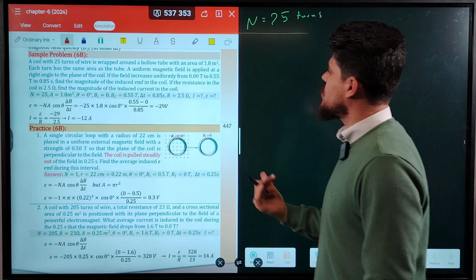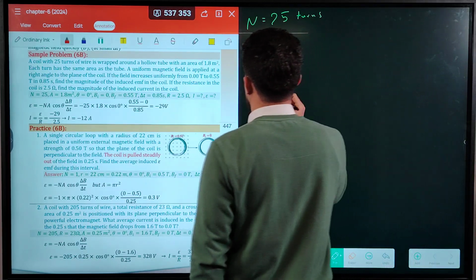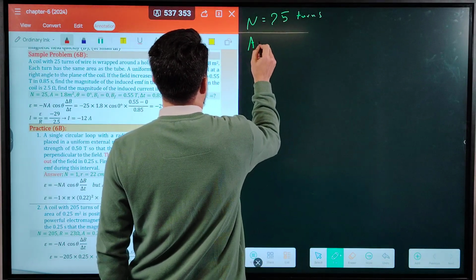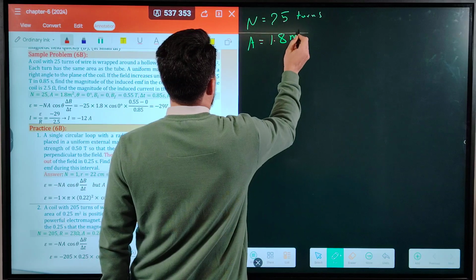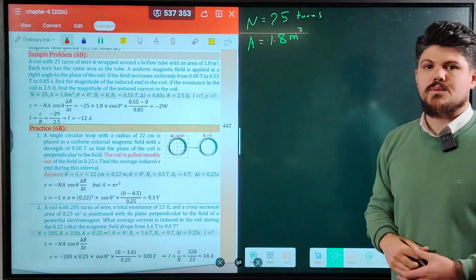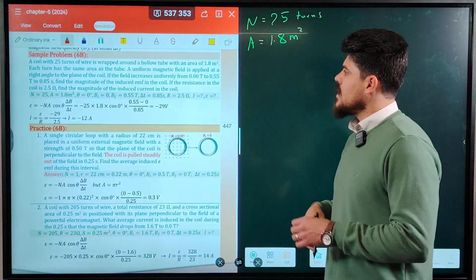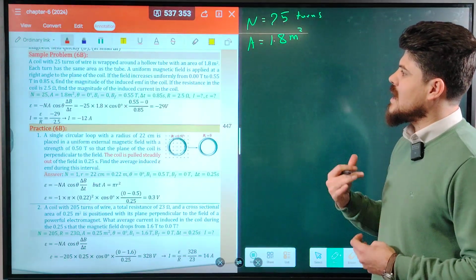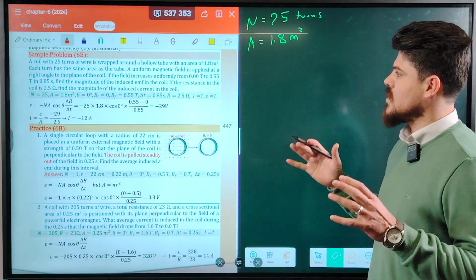Wrapped around the hollow tube with an area. The area of the tube is equal to 1.8 meters squared. Each turn has the same area as the tube. It means that the tube is uniform. A uniform magnetic field is applied at a right angle to the plane of the coil.